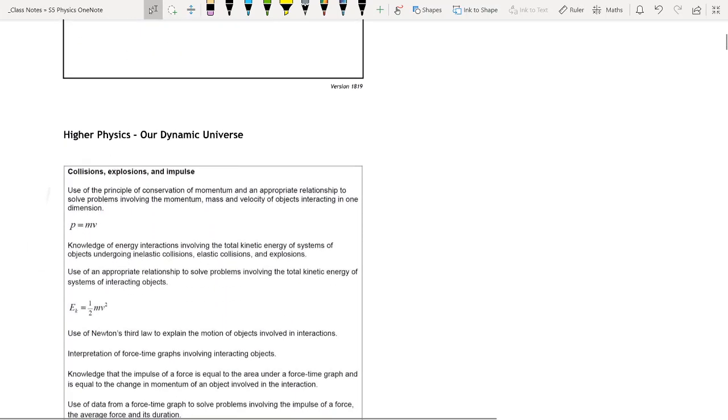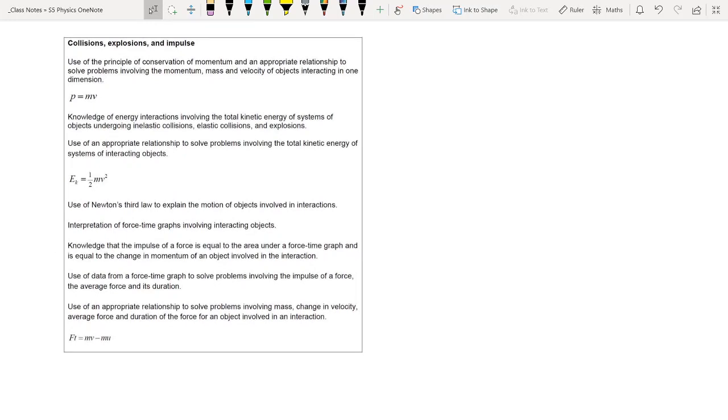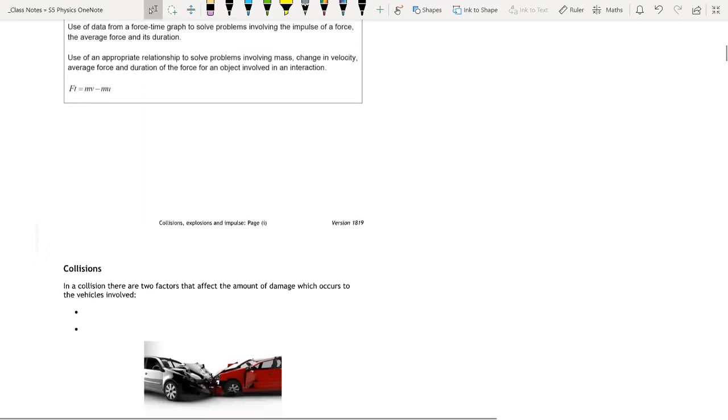So, we're going to come across a couple of new equations, and we're going to use some of our old equations to be able to answer some of these questions. So we are again building on National 5 things and expanding on them.